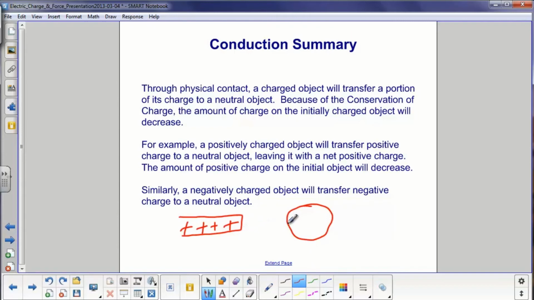After they touch, and then I pull them away, the rod will now have 2 plus, and the sphere will have the other 2 plus. You still have 4 positive charge, 4Q, but it's split between the two objects. The same thing would happen, of course, if this were negative charge. If these were 4 negatives, they touch, 2 negatives would be left behind on the sphere, and the rod would have 2 negatives also. However, the total charge remains the same as we had in the beginning.